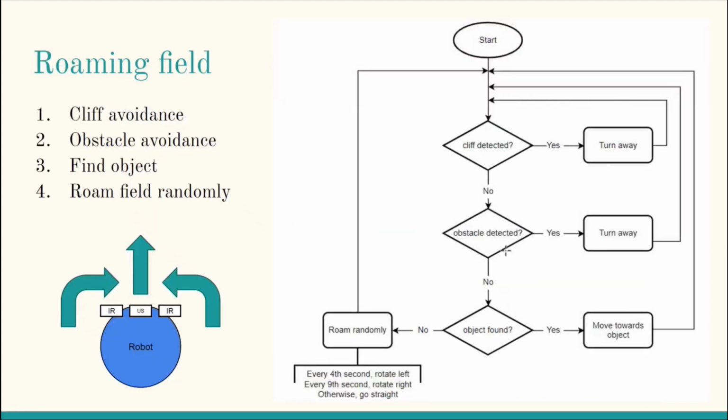Then to roam the field, there are 4 behaviors that influence this behavior. The first is cliff avoidance. The second is obstacle avoidance. The third is find object. And the fourth is roaming the field randomly. But the primary driver of the roaming behavior is roam field, which every 4th second will rotate left, and every 9 seconds will rotate right. Otherwise, it will keep moving straight.